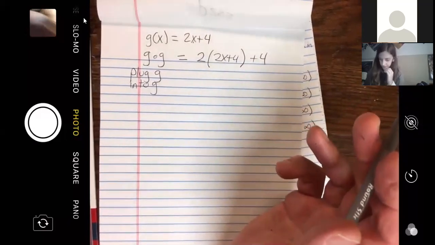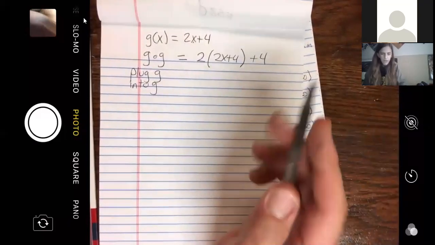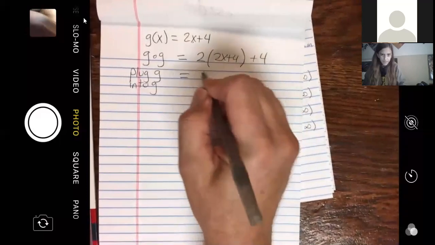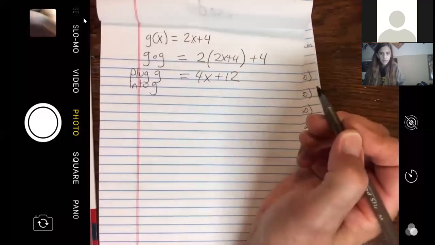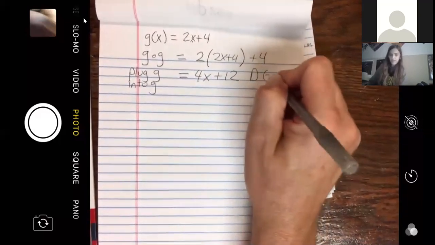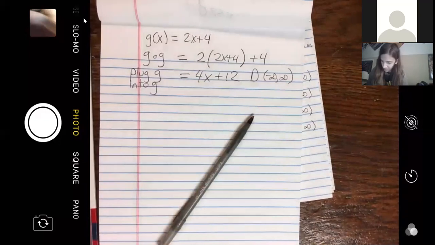That makes sense, or do you want to see the steps? That makes sense. It would come out to be 4x plus 12, right? Sounds right. 4x, and you got a plus 8 plus 4. Yes, plus 12. No domain problems. Minus infinity to infinity. Oh, that was a good one. Yeah. That was a good one.